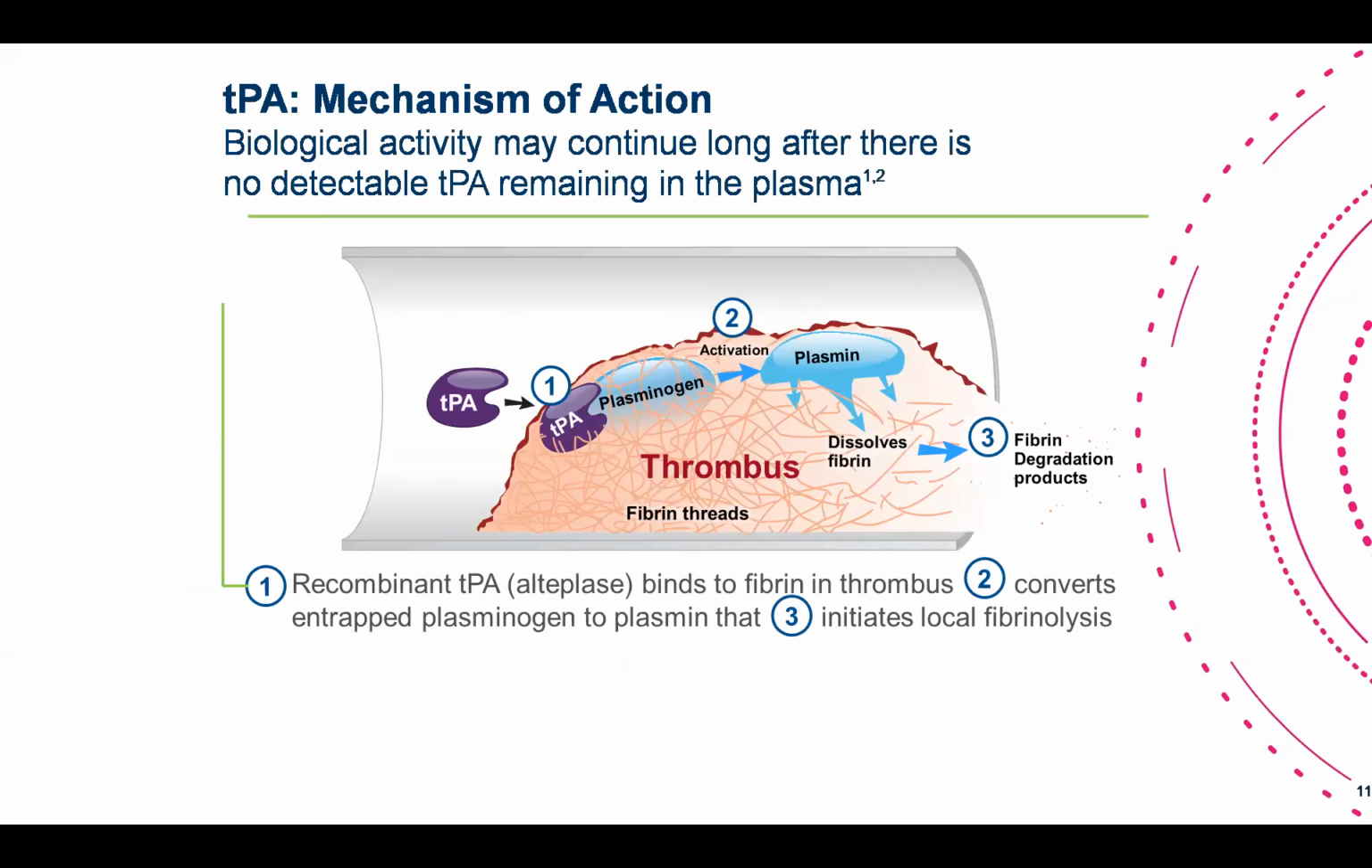And this is the mechanism of tPA. The tPA, tissue plasminogen activator, attaches to the thrombus and the plasminogen, and then leads to activation and formation of the plasmin. And the plasmin will dissolve the fibrin in the clots.